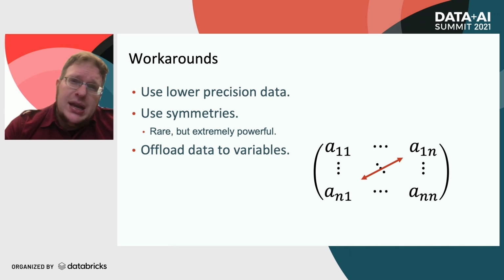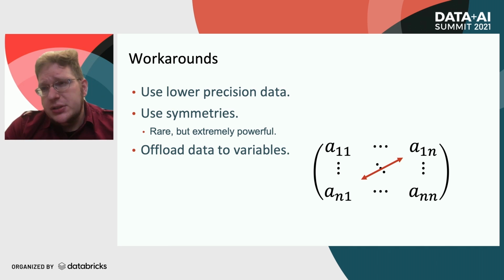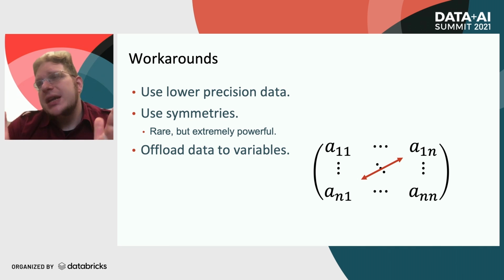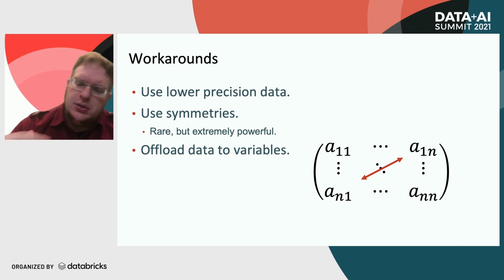If you have any data you can offload, or that is just inessential to your data, so data that is not your grouping key, your features, or your label, get rid of that. You want to send in as little data as possible.